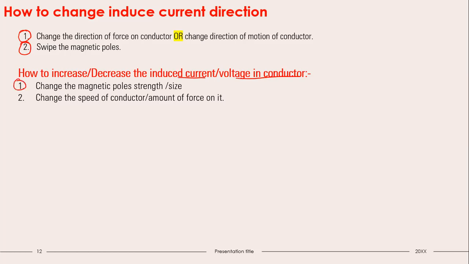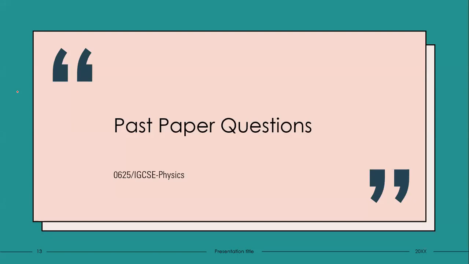So the first factor is changing the magnetic pole strength or their size. If you use a stronger magnet, more voltage will be induced. And number two is to change the speed of the conductor or the amount of force. So if you move the conductor faster, it means you will be getting more voltage. Okay, so these were the points.